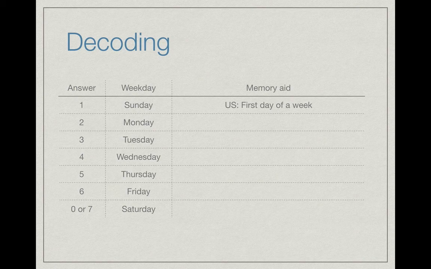If you're not from America, just say Americans are weird. They make the first day of the week Sunday. So that's why it's 1. And it goes in sequential order, so it's not too difficult. Just remember that Saturday is 0 or, sorry, 7. It goes in sequential order, not a problem. Okay, so let's try some examples.